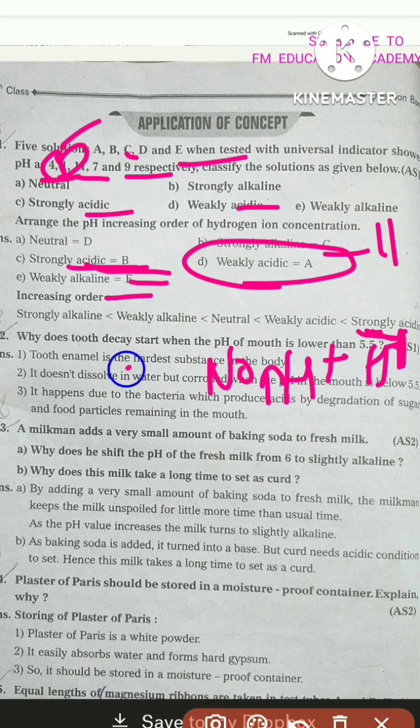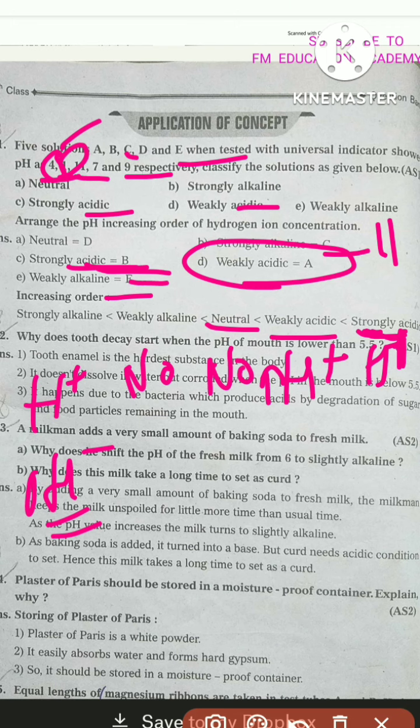And weakly alkaline, again no H plus ion concentration, and more amount of OH minus ion concentration. Then strongly alkaline will never have more amount of H plus ions. It will have more number of OH minus ions. So that is why we are saying strongly acidic greater than weakly acidic, greater than neutral, greater than weakly alkaline, and greater than strongly alkaline.